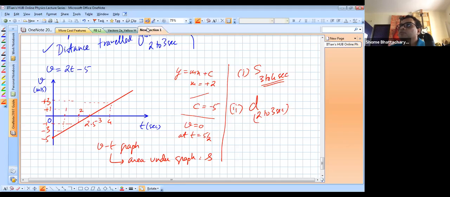Alright, people, I'm just stopping the share screen for a moment, but please continue working on the question and tell me the answer for that part. The distance traveled. I want the answer for that part. The distance traveled from 2 to 3 seconds.